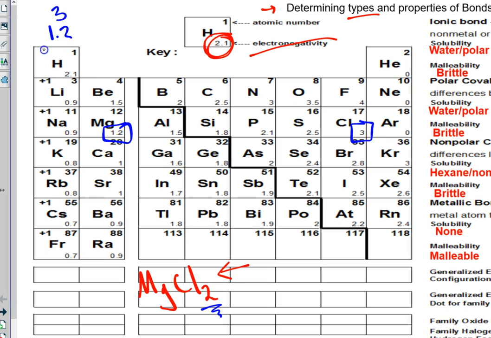It's easier to do this if you take the small number and subtract it from the big number. That way you get a positive value. If you ever get a negative value, though, just ignore that sign because it really doesn't matter. When you do this math, you get 1.8. And that is your difference in electronegativity. Now you will use this number to determine the type of bond.